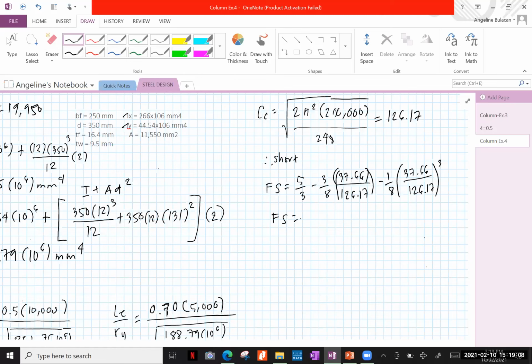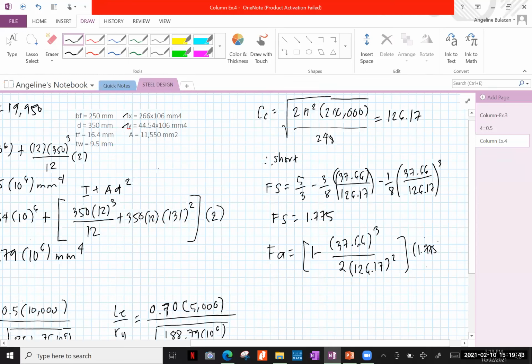So, yun. The value of your Fs is 1.775. And then, Fa naman. Fa is 1 minus 37.66 cube over 2 times 1.17 times Fs. Solve natin.